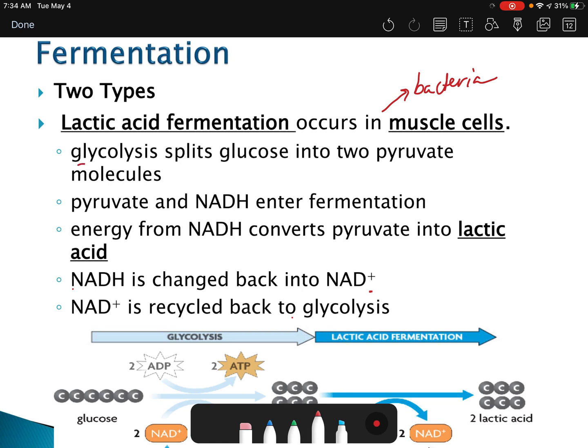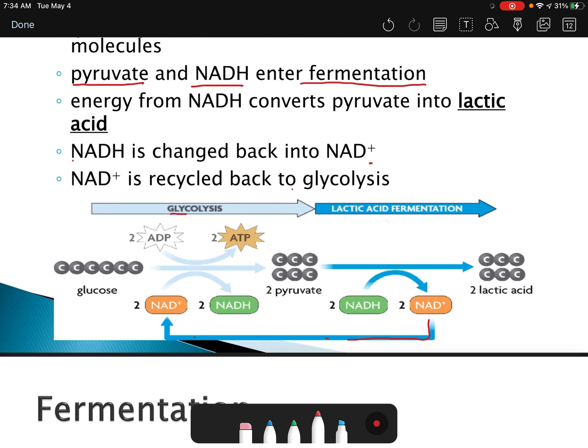Glycolysis splits the glucose into 2 pyruvate, so we still have to have that happen first. Then the pyruvate and the NADH that are formed are going to enter fermentation. So if you look down here, we've abbreviated glycolysis. Remember, you still have to use 2 ATP to break down the glucose, and then we produce 4 ATP in the end, so we get a net gain of 2. So that's what we're showing here. We're taking the glucose, breaking it down to 2 pyruvate. You get a net gain of 2 ATP and 2 NADH, as well as the 2 pyruvate. Okay? Then that pyruvate and the NADH go into fermentation.